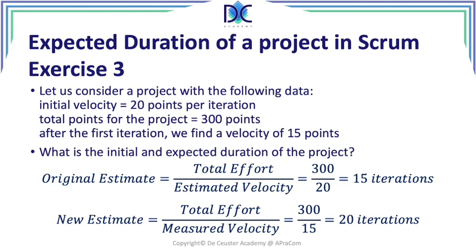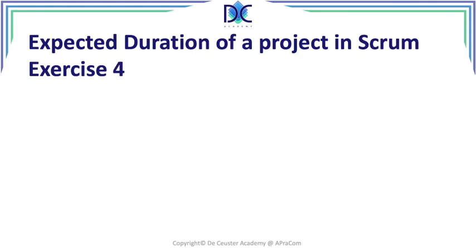Then we take the new estimate. We have the total effort divided by the measured velocity, 300 divided by 15, which is 20 iterations. We don't subtract the first iteration here because it's already the total effort. It's the same thing we calculate from the beginning, but that's just a little detail. Let's have a look at a different exercise.